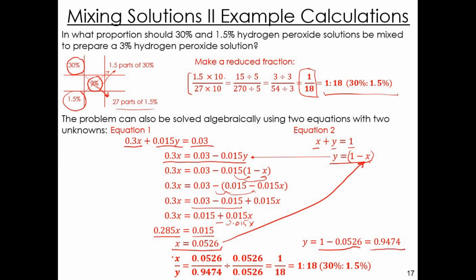And so now we can set up an x over y of 0.0526 over 0.9474. Divide top and bottom by the smaller of the two decimals, and that gives us 1 to 18. And so there's our proportion: 1 part 30% to 18 parts 1.5%.